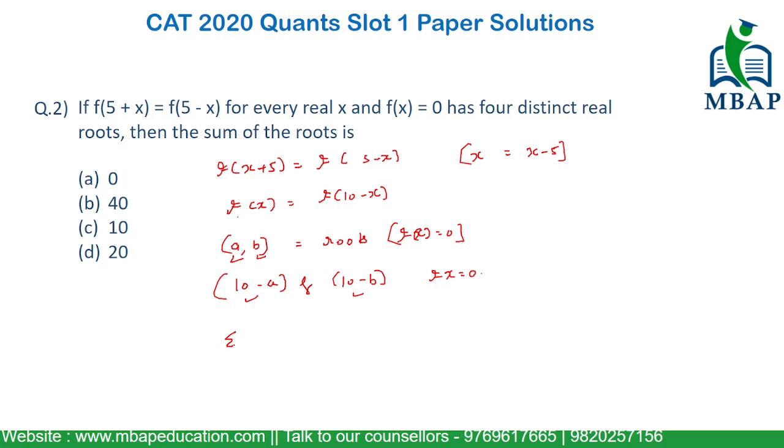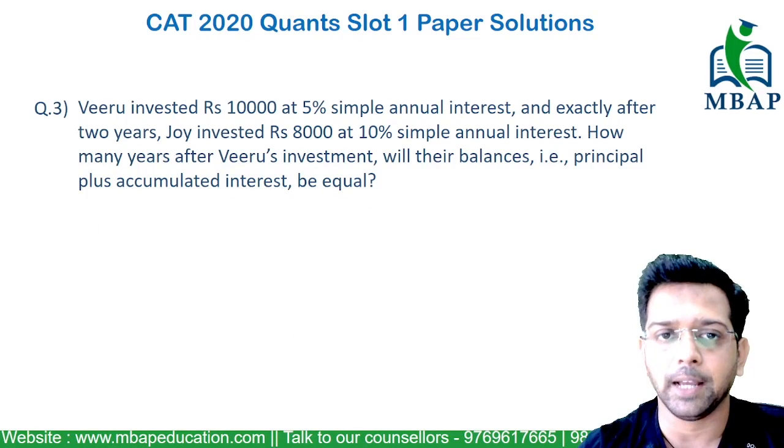If I am to find the sum of all the possible roots and I add them, it becomes a plus b plus 10 minus a plus 10 minus b. So you will say a and b get cancelled, and the sum of all the possible roots will simply be equal to 20. Easy question. I'm sure all of you have done it well and have understood how to tackle this question in the actual CAT exam also. Let's have a look at the next question.